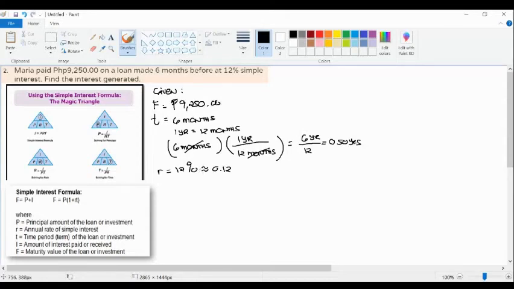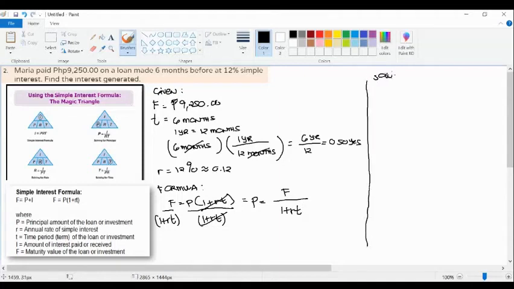Now, in this particular example, we were going to use the formula F is equal to P times 1 plus RT and solve in terms of P since we're looking for the interest generated or the principal amount. So, okay, to find the P, let's divide it by 1 plus RT. So we can cancel this out and it will give us a formula of P is equal to F over 1 plus RT. Okay?